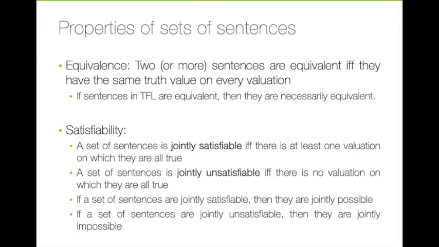The relationship between satisfiability and possibility goes similarly to the notions we've looked at so far. So if we know sentences are jointly satisfiable, then we know that they're jointly possible. And if we know that they're jointly unsatisfiable, then we know that they're jointly impossible. It just is the case that the reverse doesn't hold. There are some jointly possible or jointly impossible sets of sentences that we can't describe properly with this simple logic that we've looked at so far.